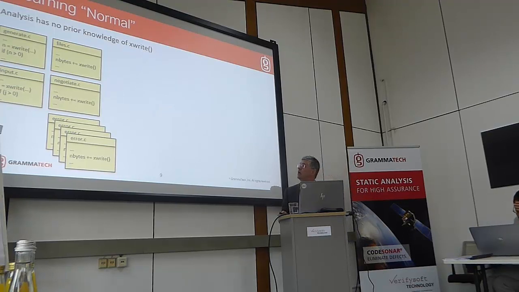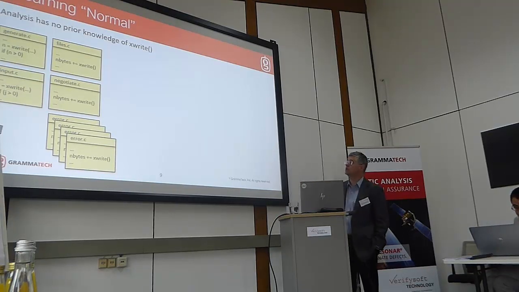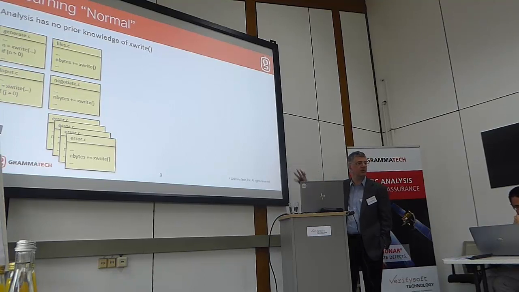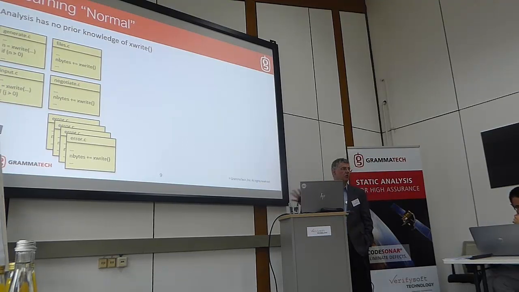So imagine you've got some code that looks like this. You've got this function xWrite, and let's assume that the analysis has no prior knowledge whatsoever of xWrite. It's some function in some API that's being called, and the analysis doesn't know what it's supposed to do, so it doesn't know what normal is.